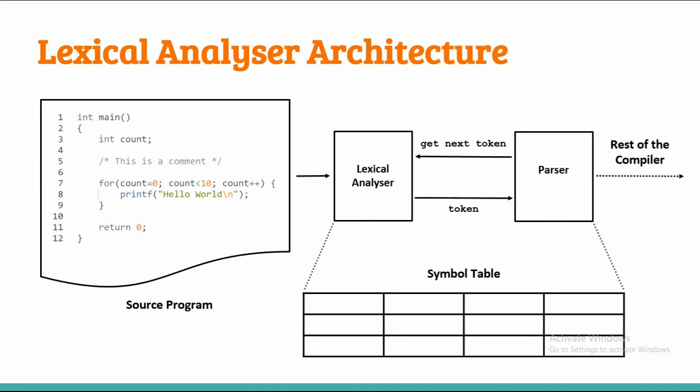This is the basic architecture of a lexical analyzer. Once we have the source program and the parser issues the get next token command, the lexical analyzer would read the input file character by character until it comes across a lexeme which would qualify for a valid token. When that happens, the lexical analyzer would pass the token to the parser. This process will continue until you come up with this bunch of tokens.